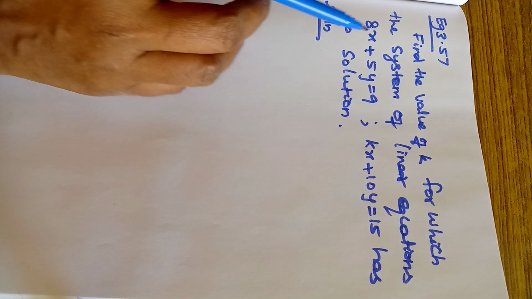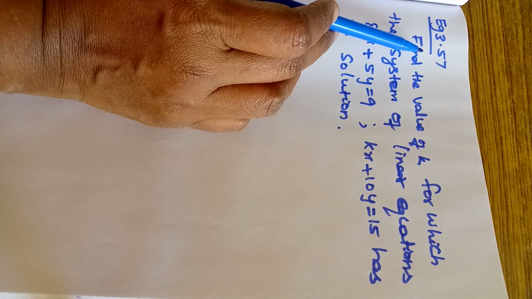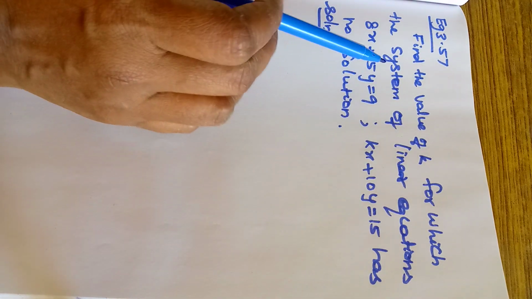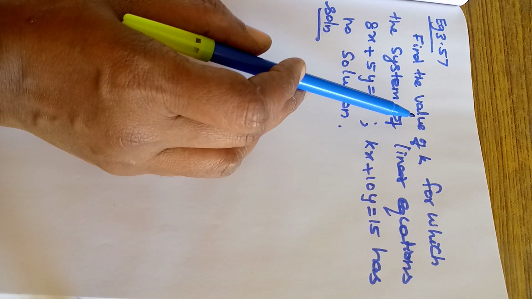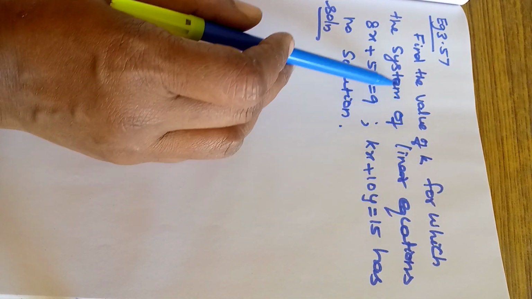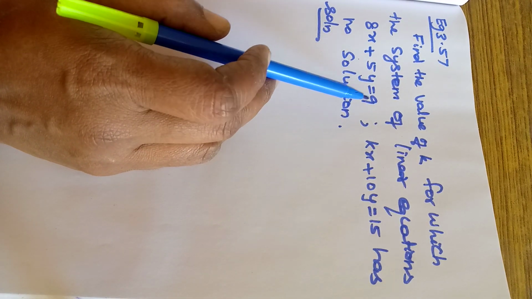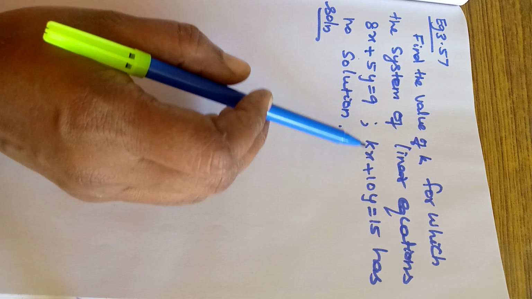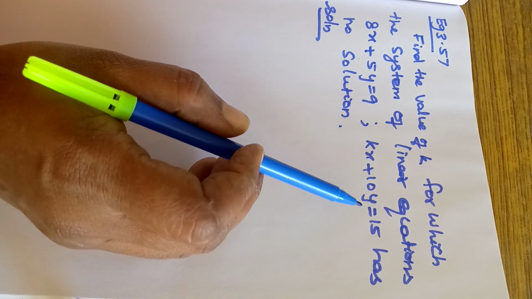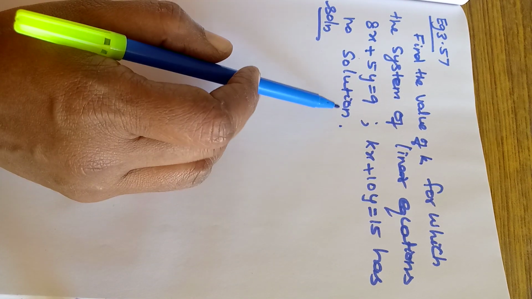The next question is example 3.57. What is example 3.57? Find the value of k for which the system of linear equations 8x plus 5y is equal to 9, kx plus 10y is equal to 15 has no solution.